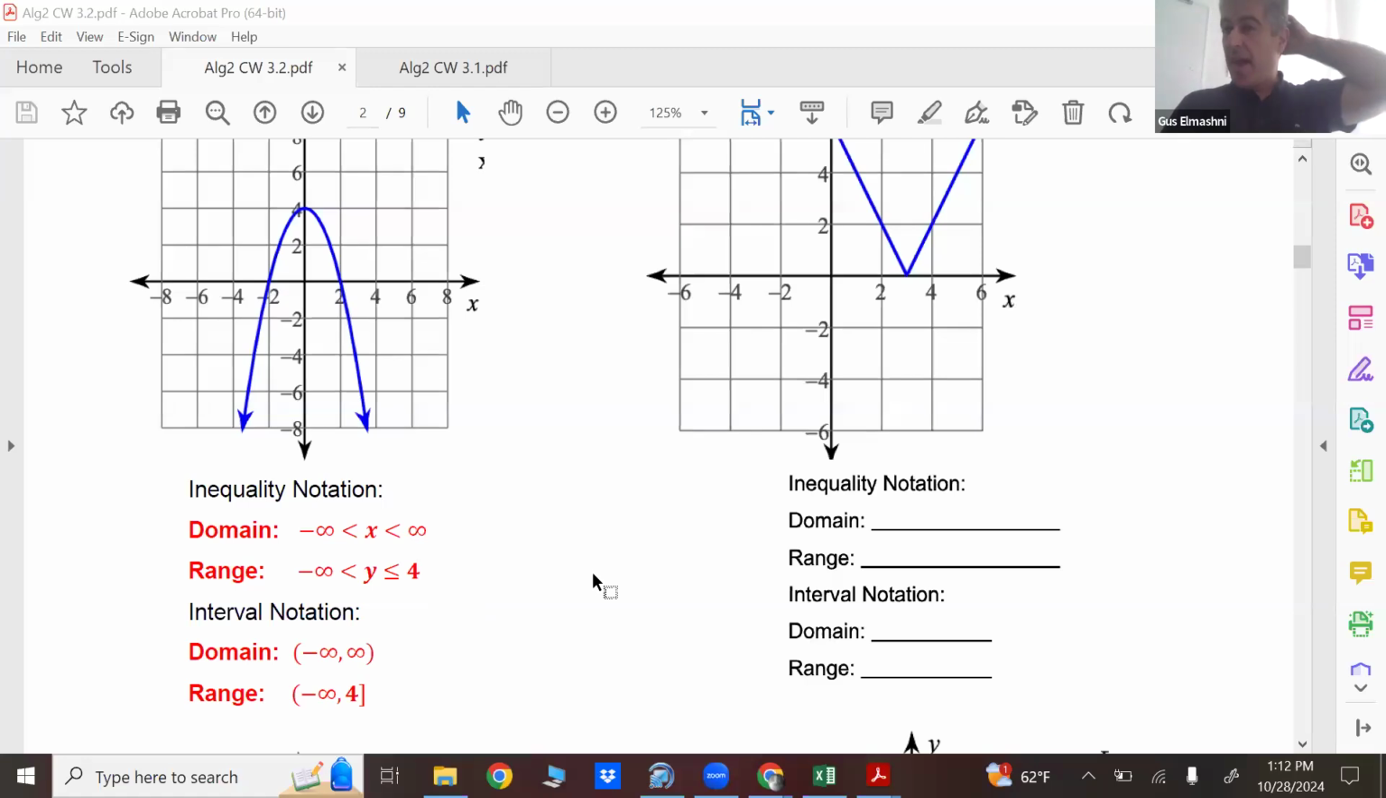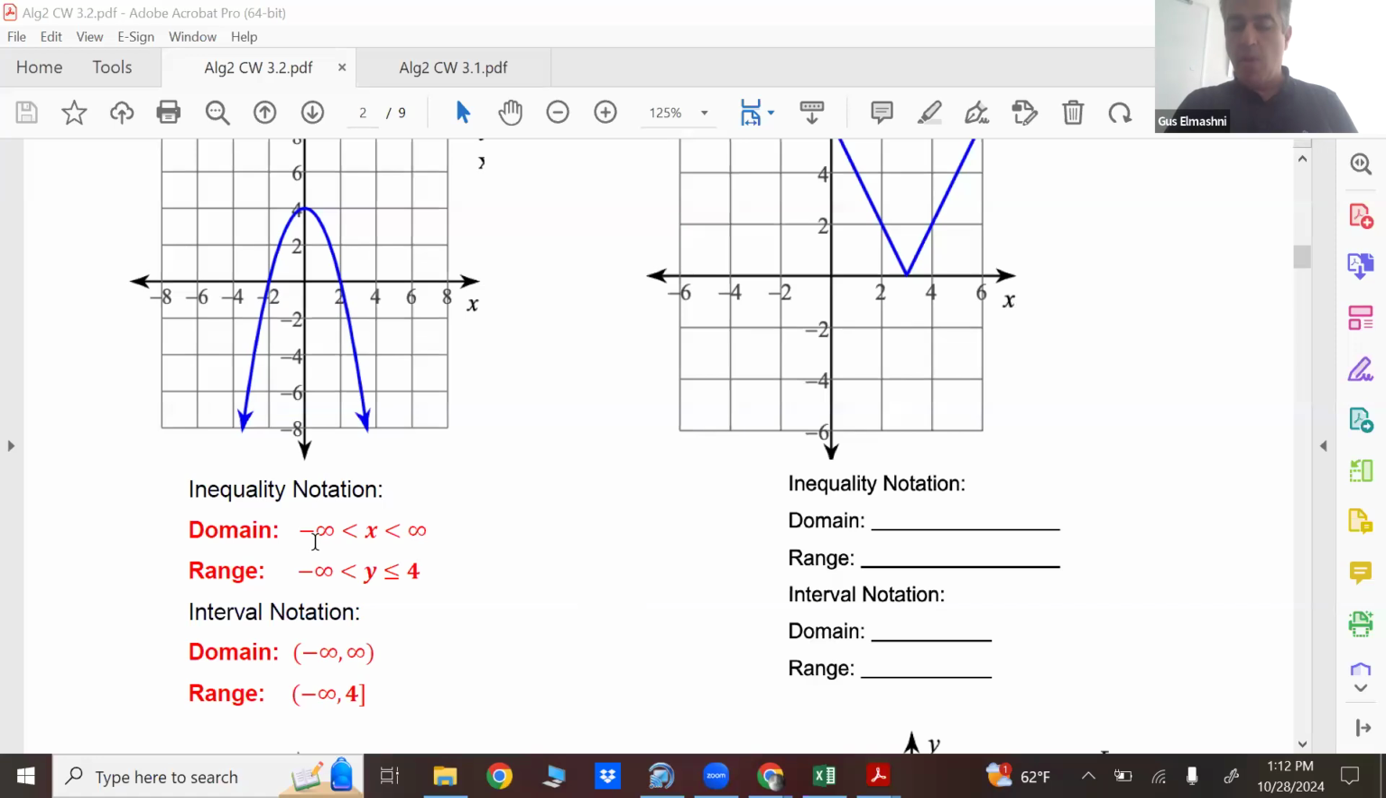Now, domain is x. So you have to think horizontally. If you think about it, there's no reason why x would be limited, right? You can plug in whatever you want into a parabola. Even though it doesn't really quite show, it is going forever to the left and forever to the right. It's slowly spreading out as it goes down. So it's all real numbers.